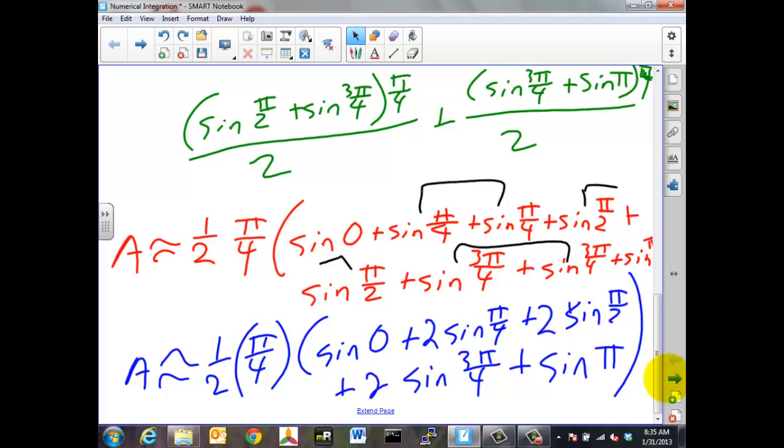Okay? It's going to be 1/2 the width. Now, let me say this. You're not going to hear it. You're not going to remember it, but I'm going to say it anyway. The width has to be the same for each trapezoid in order for this to work.